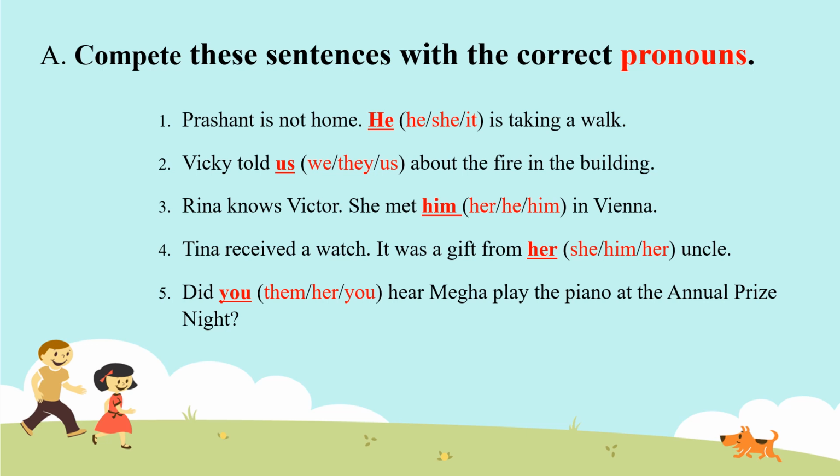Next, did Dash hear Megha play the piano at the annual prize night? Options are them, her, you. So the correct option is you. So the answer becomes: did you hear Megha play the piano at the annual prize night?